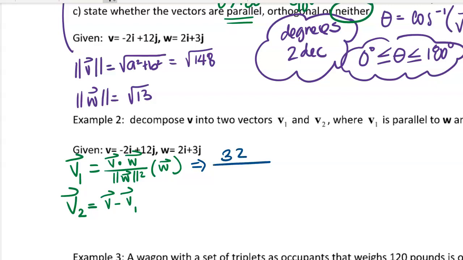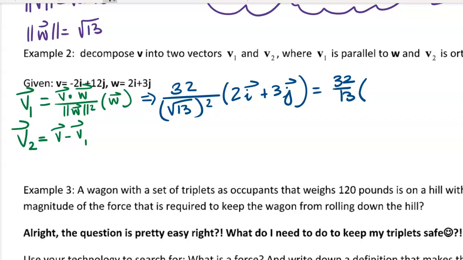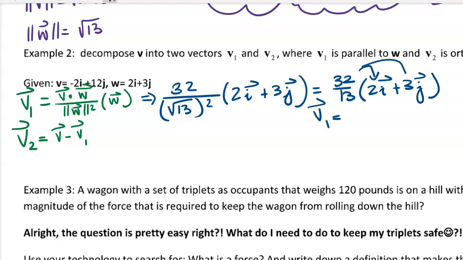Julio, did we find the magnitude of W already? Which was? Rad 13, we will square that, because the formula said so. Then students, it says here, multiply to vector W, which is 2i plus 3j. So in the bottom, rad 13 squared is just going to be 13. Then now we have 32 over 13. We do need to distribute this out with the 2i plus 3j to get our final answer for vector V1. Distribute that out like that.